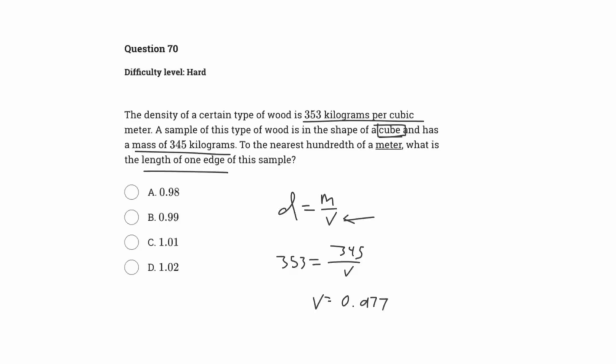So we know that the wood is in the shape of a cube, and so now we have the volume of that cube, right? And to find the length of one edge, we know that the volume of a cube is side length times width times height, right? And therefore, because all sides are equal in a cube, we can just take the cube root of the volume to find one edge or side length. So the cube root of 0.977 is going to give us a value of around 0.99.